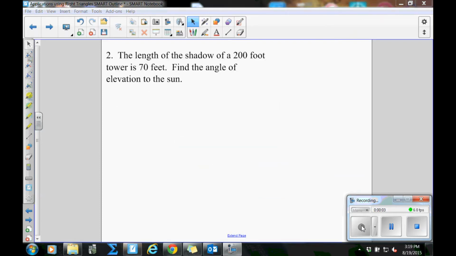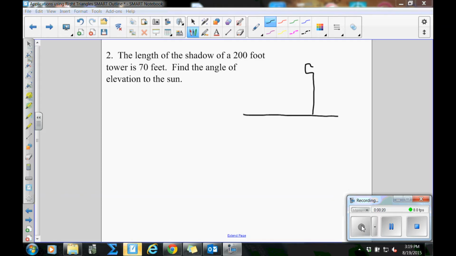For this example, we have a tower that is casting a shadow. The shadow would be on the ground, and we're asked to find the angle of elevation to the sun. So let's draw a picture. The ground. A tower that's supposed to be some sort of medieval tower. I don't know, you can say. And the sun is causing a shadow to be cast onto the ground.